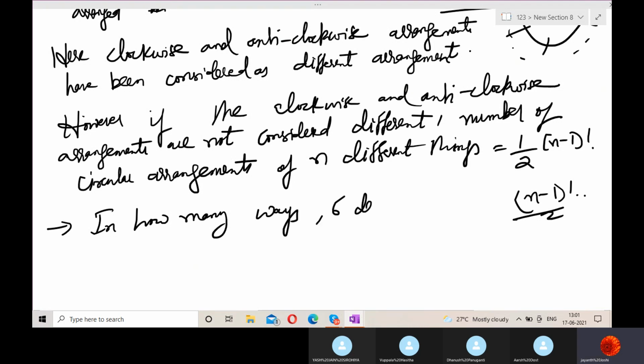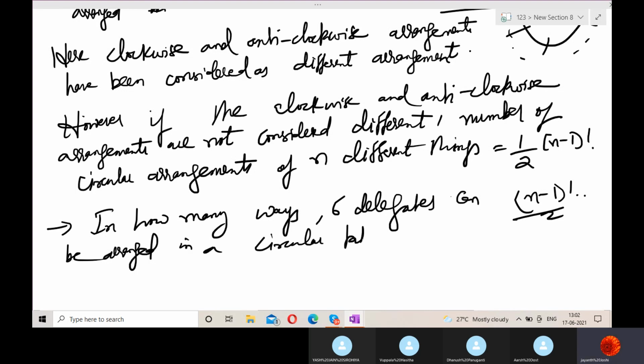In how many ways can 6 delegates be arranged at a circular table? So the answer is 6 minus 1 factorial. Come on, all of you do this. 5 factorial.